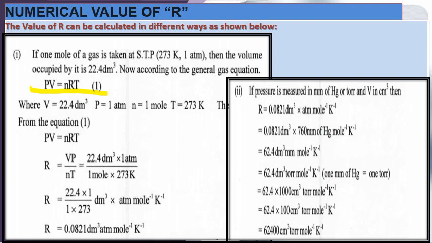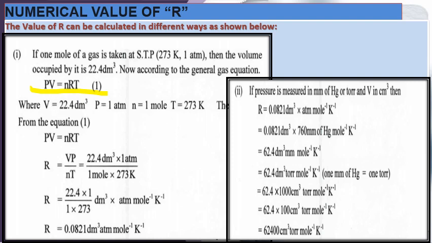N is equal to 1 mole. T is taken in the Kelvin scale, it is 273. As I told you earlier, it must be converted into the Kelvin scale for the correct calculations, otherwise you will get a wrong answer. Now here we have the equation, that is PV is equal to nRT.